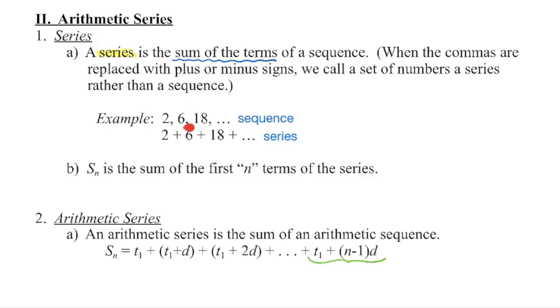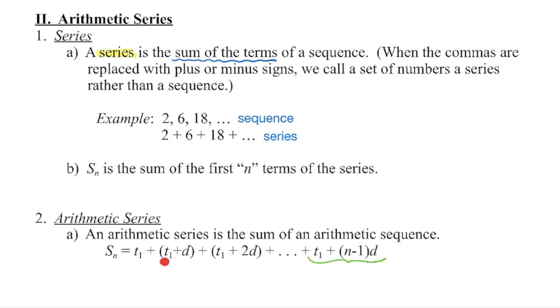If we take a sequence and replace each of the commas in that sequence with a plus sign, we now have a series. If we add up each term within that series, we can find the sum of that particular series. So if we have an arithmetic series, remember an arithmetic sequence is where we're taking the first term and we're adding a common difference on each time. Then the sum of that arithmetic series is just adding up all the terms.